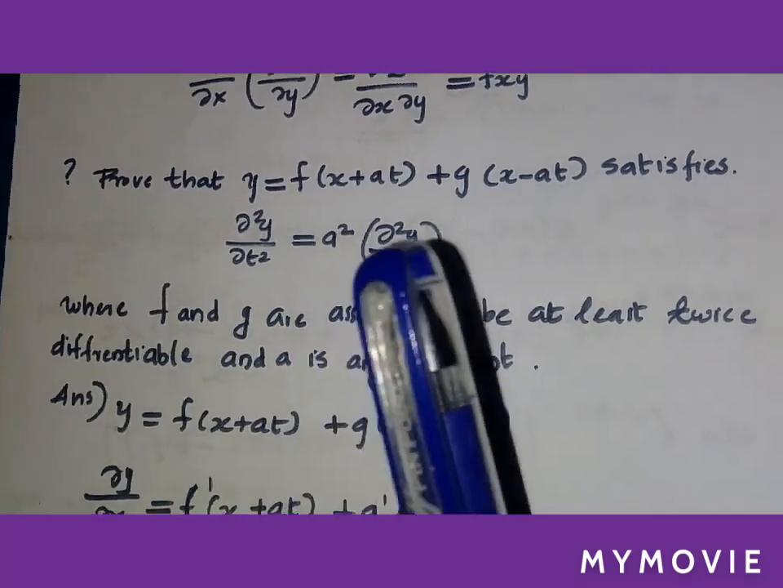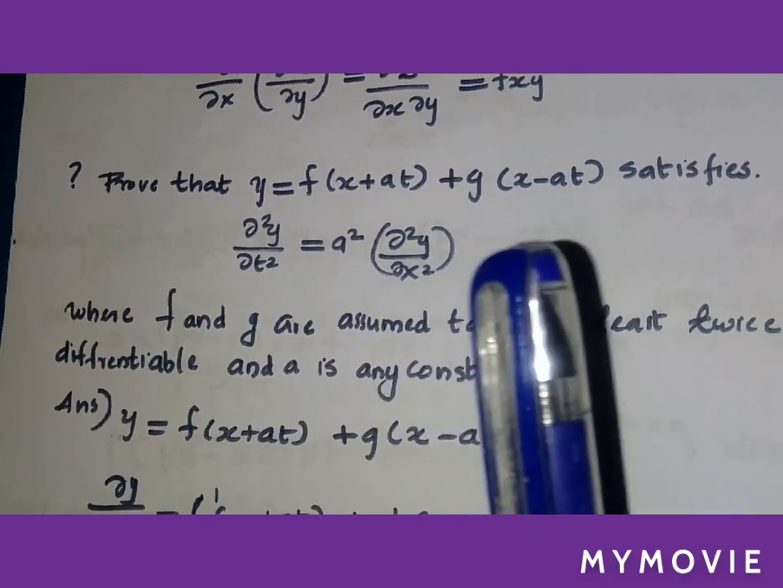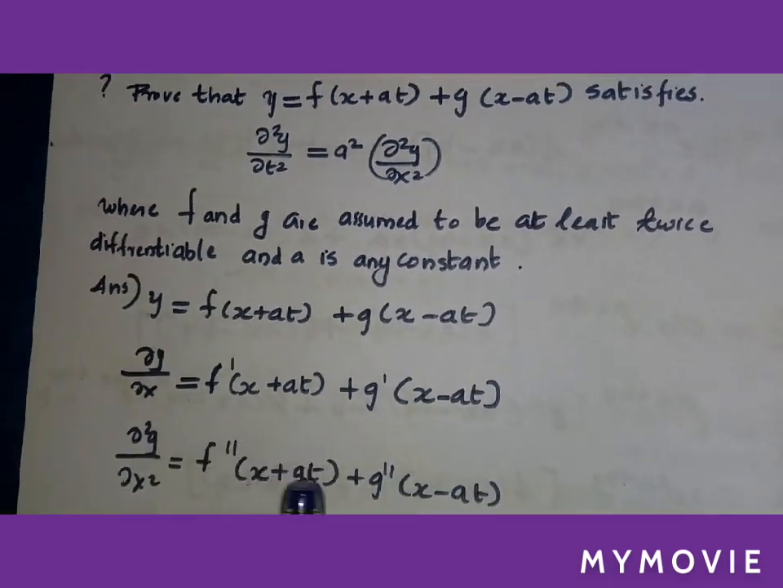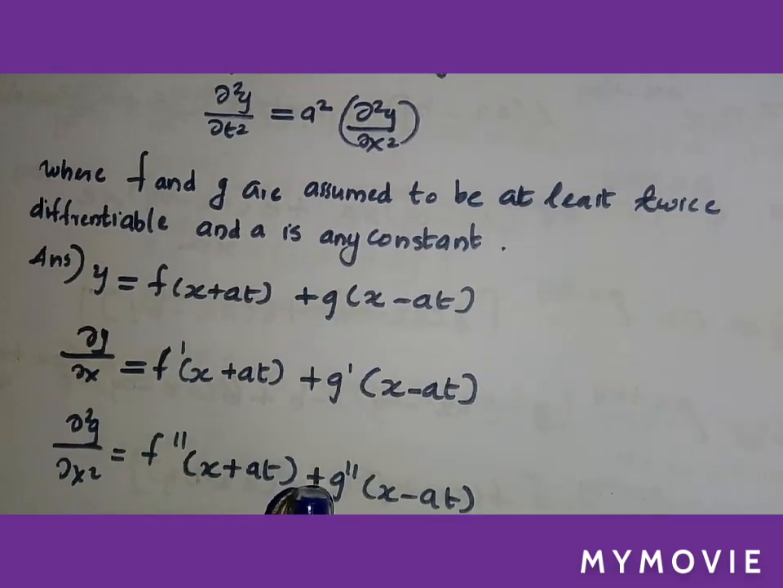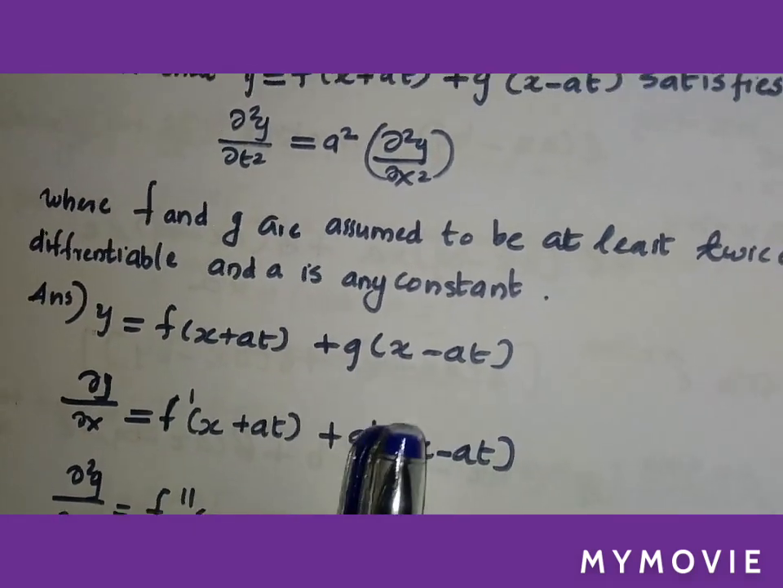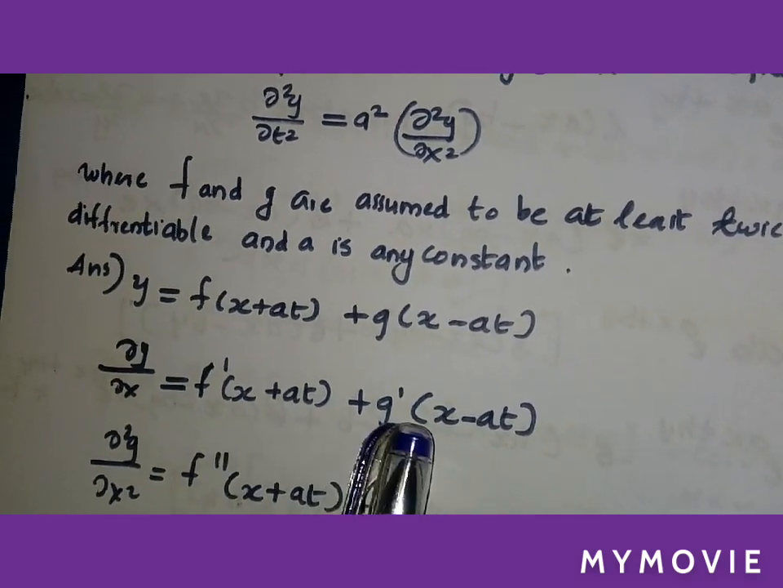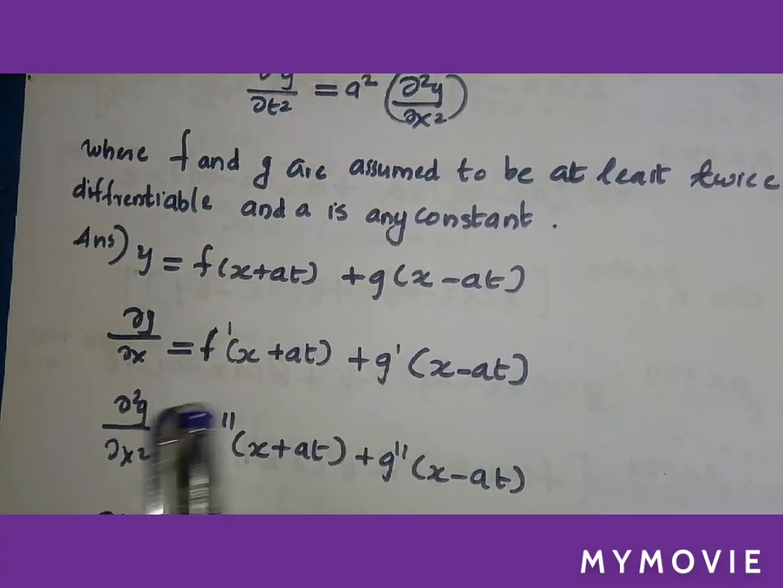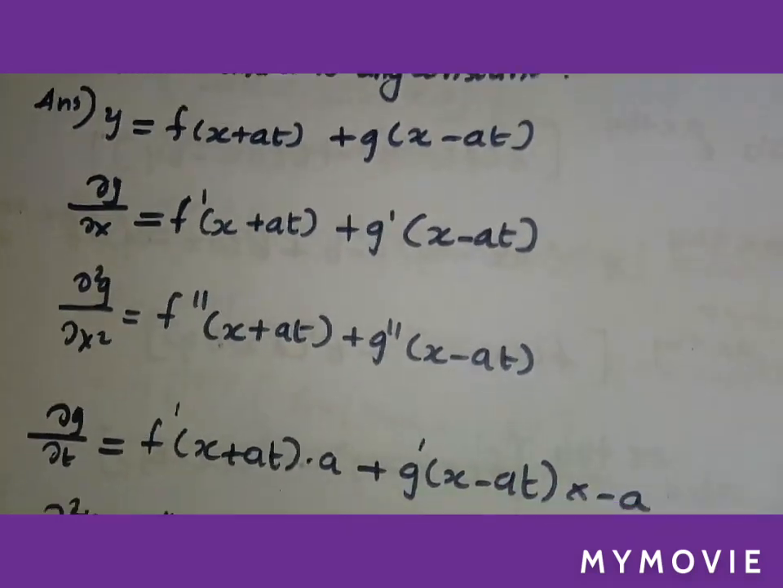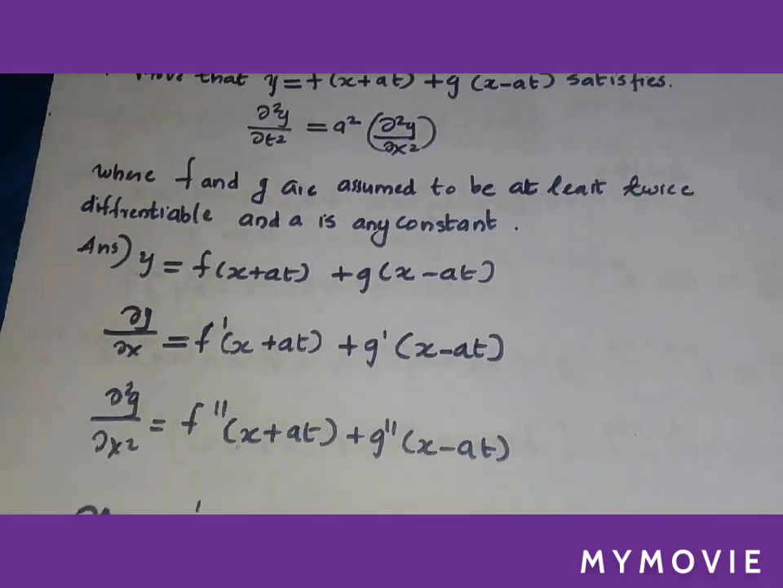We have to find the partial derivative of the function two times with respect to time and also with respect to x. So we first find dou y by dou x, that is, f dash of (x plus at) plus g dash of (x minus at). Here the x derivative is 1 and here also 1. So we get the answer like this. After the second derivative, f dash changes to f double dash and g dash changes to g double dash, and we multiply with a square.